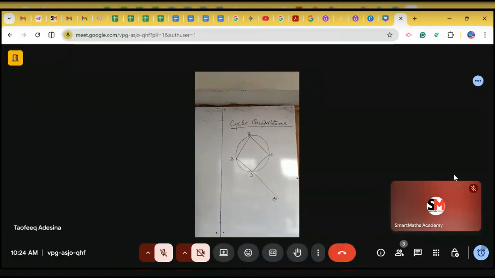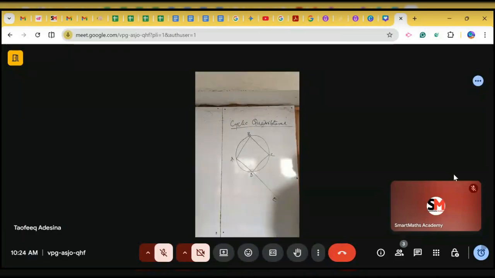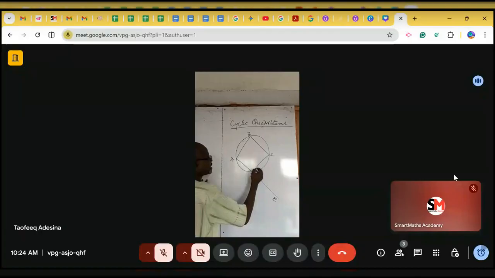Look at it. The exterior angle, where is the exterior? That's outside. Outside that quadrilateral. The exterior angle of a cyclic quadrilateral is equal to the interior opposite angle. This is the interior opposite angle. These two angles are equal.